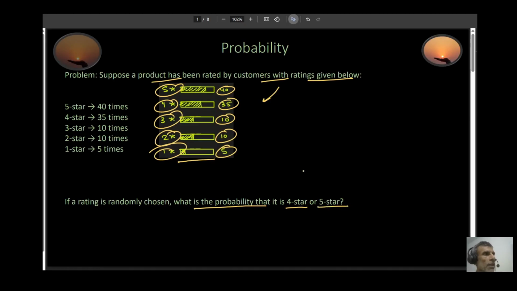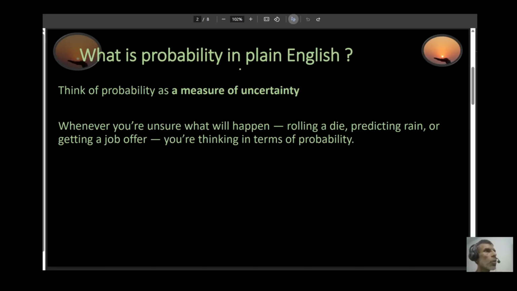This session is about answering these types of questions. This is about probability. By the way, the answer is 75%. So, what exactly is probability in plain English? Well, think of probability as a measure of uncertainty.